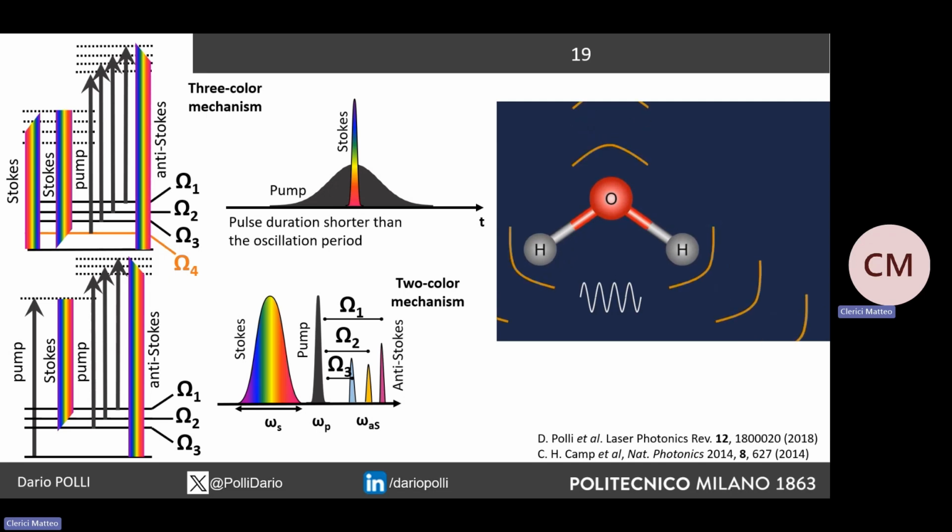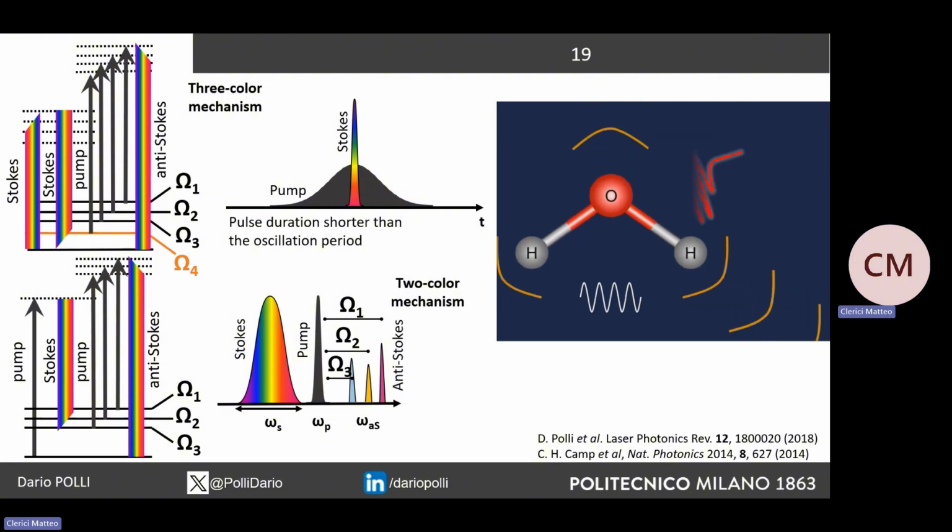Like a pendulum. If you gently push it and you go away, it will not oscillate. If you hit it, it will start to oscillate. So your pulse duration must be shorter than the duration of the oscillations that you are interested in. And so you need very short pulses, in the order of a few femtoseconds. In our case, the short pulse is our hammer.